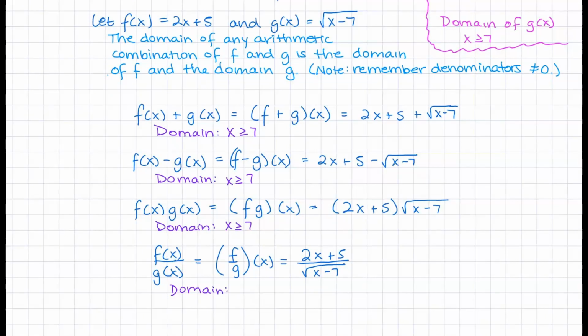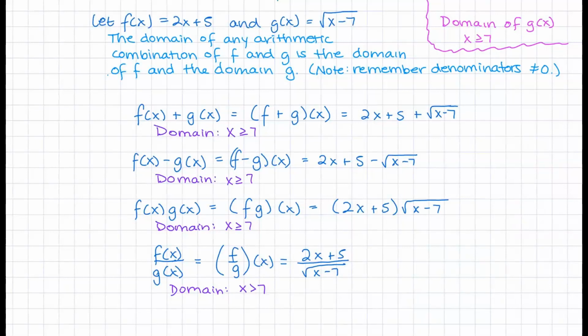Because denominators cannot equal 0, in this case, x can also not be 7. So, in this case, we're going to say x is strictly greater than 7. We're not going to put the equal to on there. But that's pretty much all there is to the first kind of ways of combining functions. When we talk about arithmetic combinations, we're talking about addition, subtraction, multiplication, and division. And so that's pretty much all there is to that.